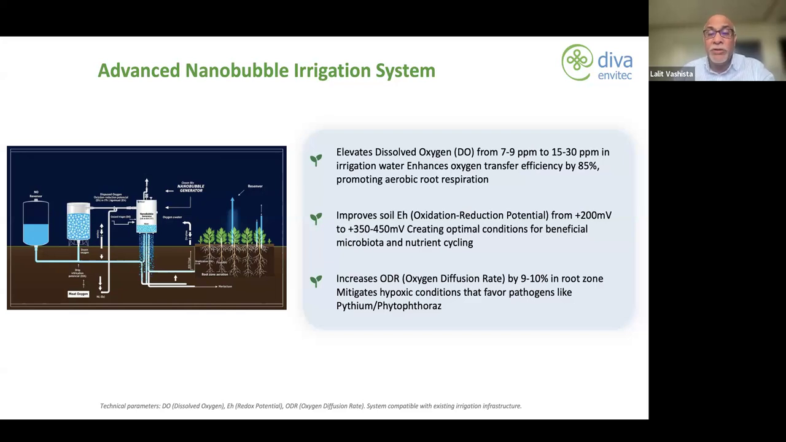It improves the oxygen reduction potential from 200 millivolt to 350 to 450 millivolt, creating optimal conditions for beneficial microbiota and nutrient cycling. And last is it increases the ODR, that is the oxygen diffusion rate, by 9 to 10% in the root zone, mitigates hypoxic conditions. Now, hypoxic conditions can create a lot of pathogenic zones for the plant, which can affect it negatively. So this is what is avoided using nanobubble water.